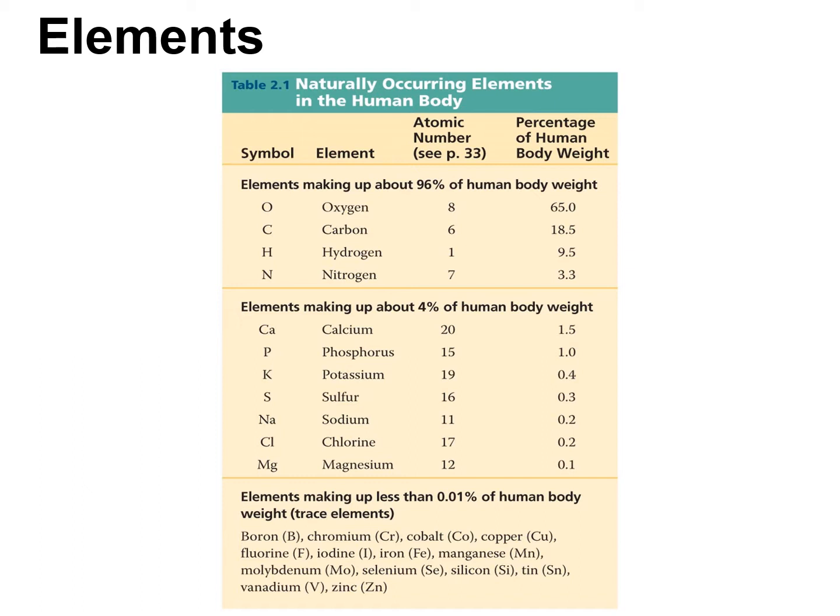The interesting part is that these 4 elements, oxygen, carbon, hydrogen, and nitrogen, make up 96% of the human body weight. So 96% of your body by weight is composed of only 4 different types of elements. The rest of your body, about 4% of your body weight, is made up of these other elements. Things like calcium, phosphorus, potassium, sulfur, sodium, chlorine, and magnesium. So that makes up about 4% of your body weight.